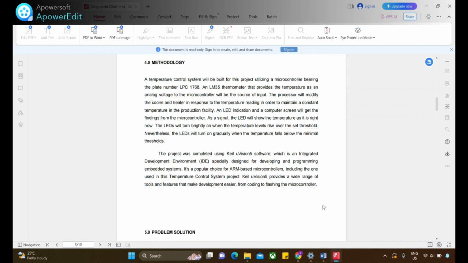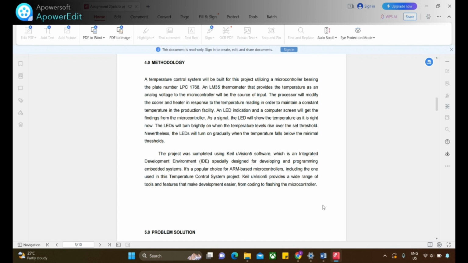Today I will present about the methodology, problem solution, and flowchart. First of all is the methodology. For the temperature control system we built for this project, we utilize the microcontroller LPC1768. We are also using the LM35 thermometer, which provides the temperature as an analog voltage to the microcontroller as the source for the input.